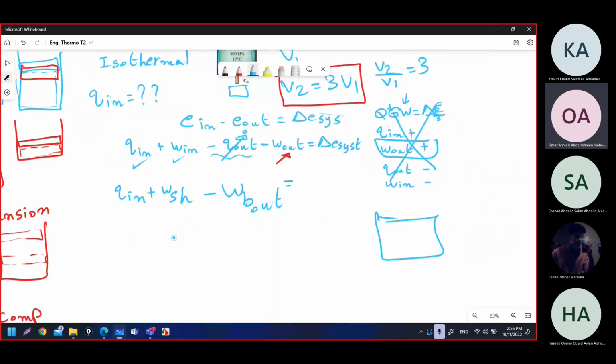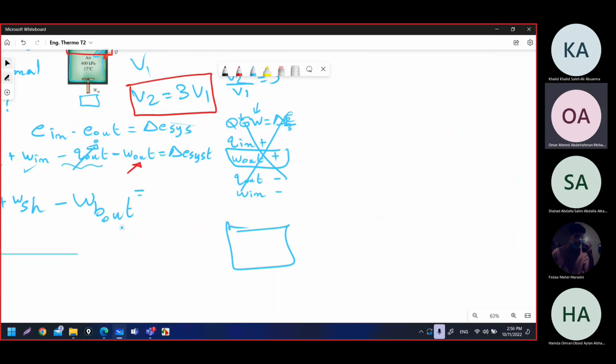So in general, the remaining for this equation is Q in plus the shaft work minus W boundary work out, and it is equal to delta E system. Delta E system consists of three things: the change in kinetic energy, the change in potential energy, and the change in the internal energy.